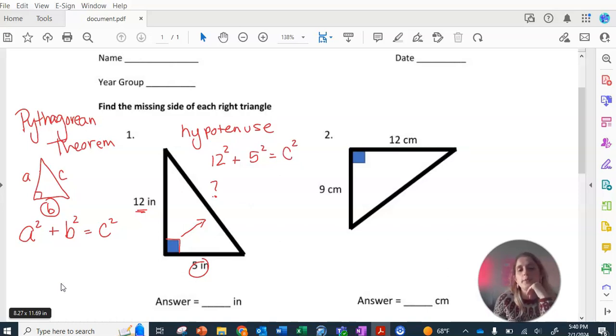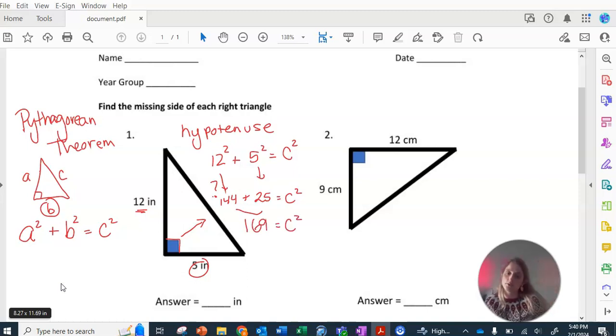Okay, 12 to the power of 2 means 12 times 12, which is 144. 5 to the power of 2 means 5 times 5, which is 25. And that's going to equal our c to the power of 2. So if we add these two together, we get 169, which equals c to the power of 2.